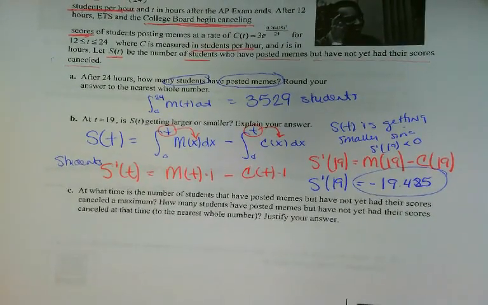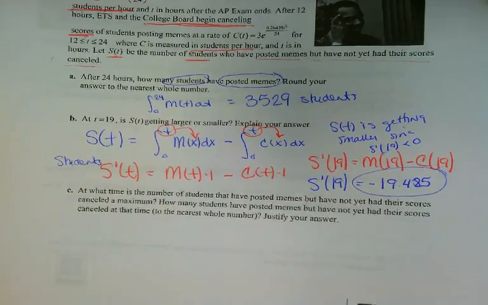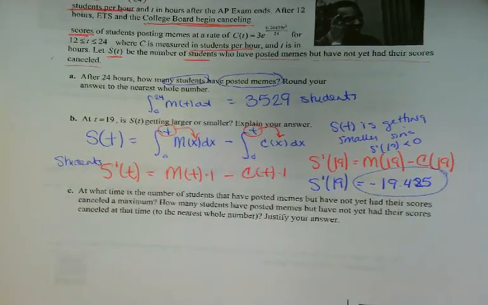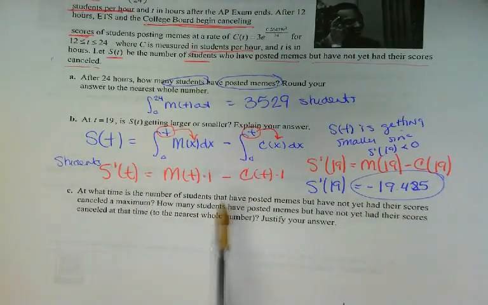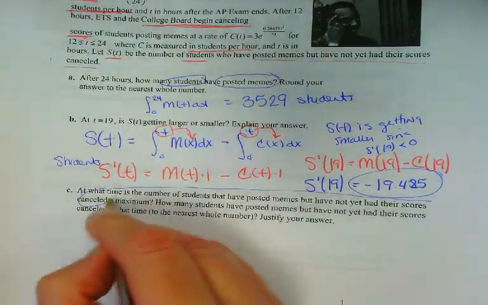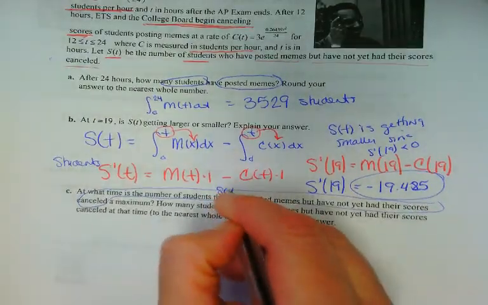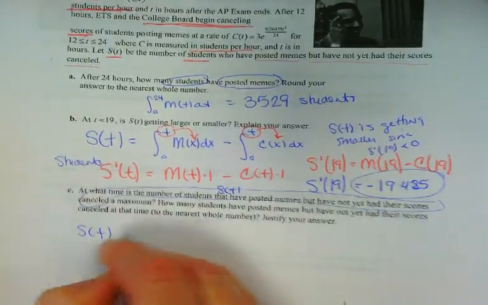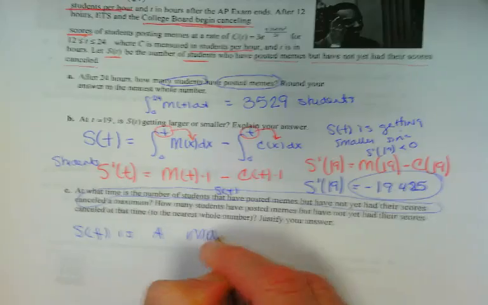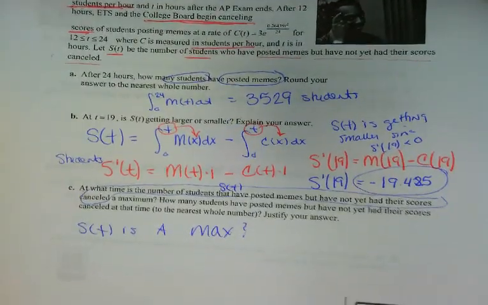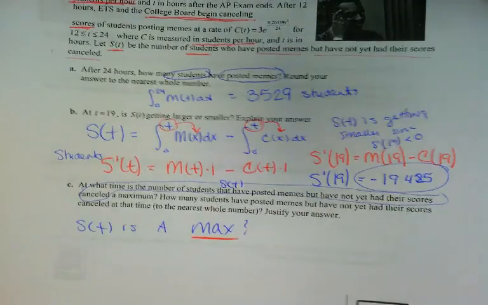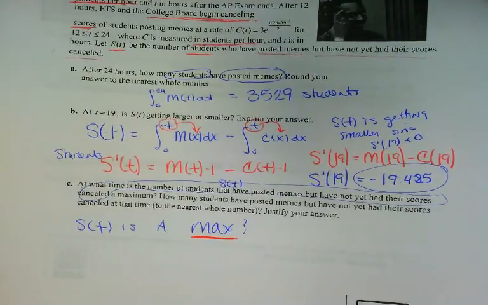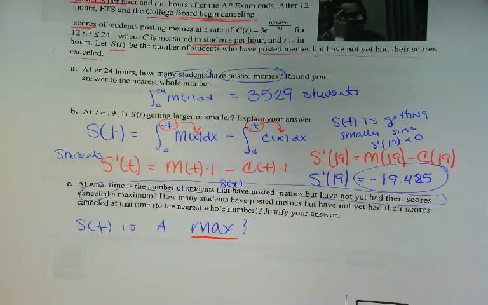All right, part C. At what time is the number of students that have posted memes and not yet had their score canceled a max? So what equation represented the students that posted memes and not had their scores canceled? S of t, right? They're just asking about S of t, and they want to know when S of t is a max. That is really the question. When is S of t a max? So again, to find a max or a min, let me just think calculus. If I have a max or a min, talk calculus, what do you know about it?